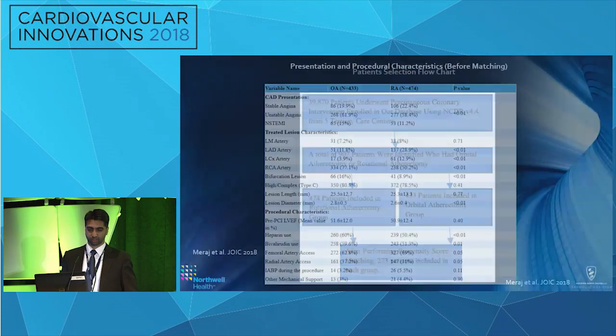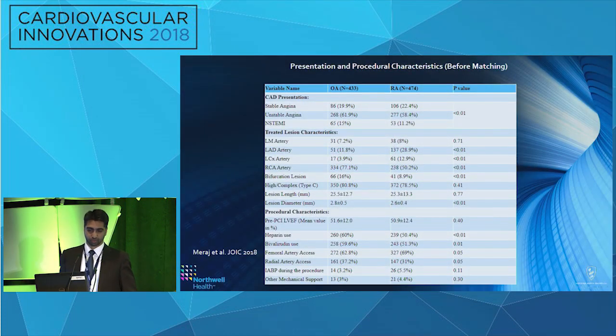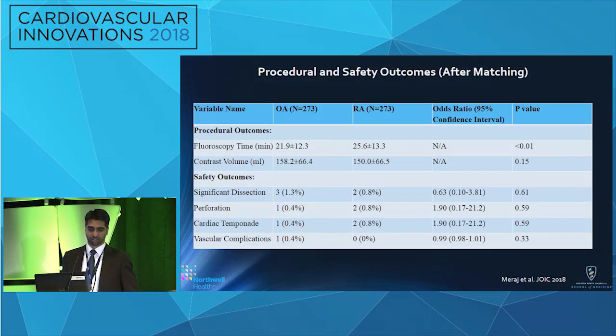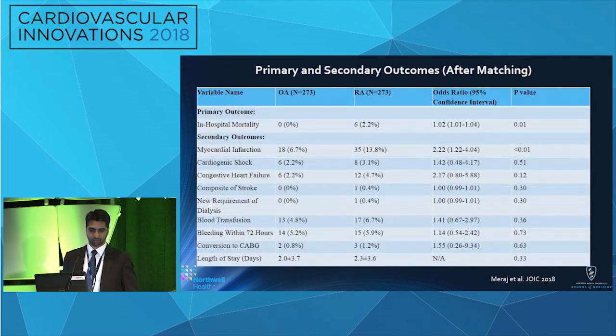You can see here that we had a total of 474 matched patients in the rotational versus the orbital arm for lesion characteristics, and you can see here that procedural and safety outcomes were very good across the board, fluoroscopy time being a little less with orbital atherectomy. And if you look at the primary and secondary outcomes, with the exception of a higher number of rotational atherectomy mortalities, which in the end, when you did a non-inferiority analysis, really showed to be no different.